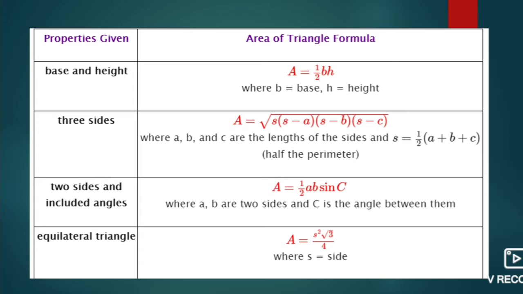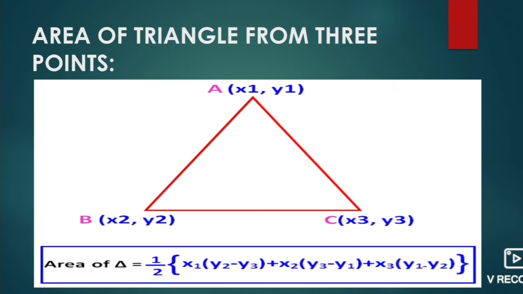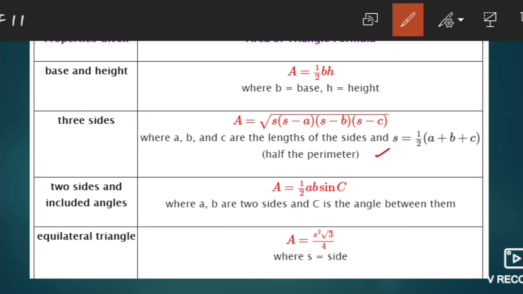into height. Now in class 9 you have studied about Heron's formula. If the lengths of three sides of a triangle are given, then the area of that triangle will be root under s into s minus a into s minus b into s minus c, where s is half of the perimeter. Now, if it is an equilateral triangle, then the area will be root 3 by 4 into side square.